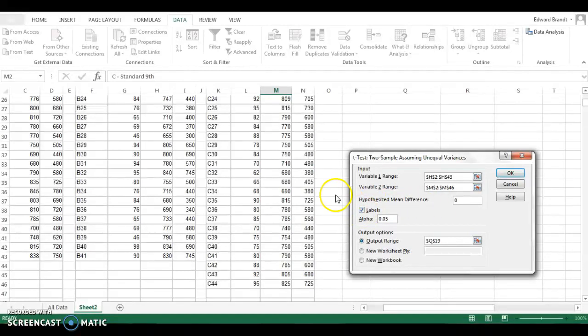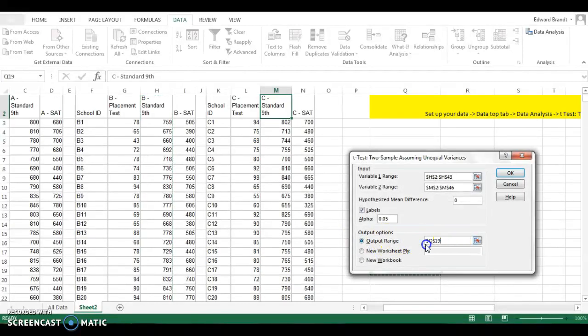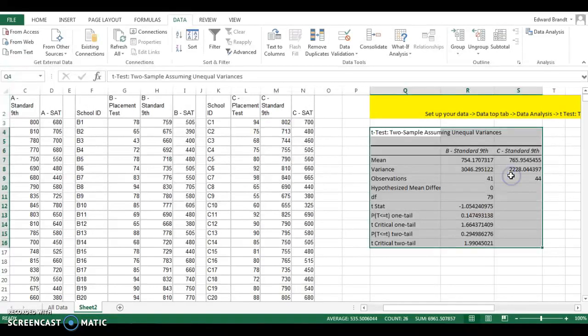I selected the labels, or I included the names in the top of each column, so I'm selecting labels here. My alpha value is 0.05. You can change this if you like, but the default is 0.05. And the output range, again, is asking where do you want this data. So I want the information, in this case, to be produced right here on the screen, and I select OK.